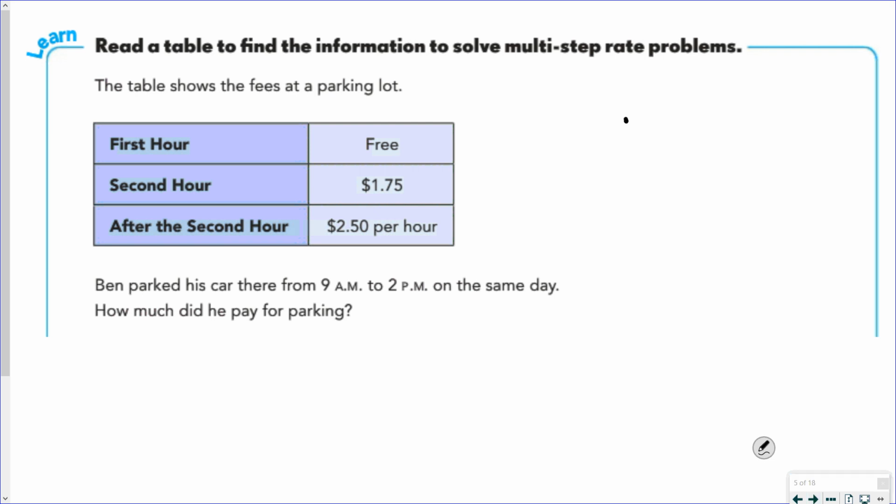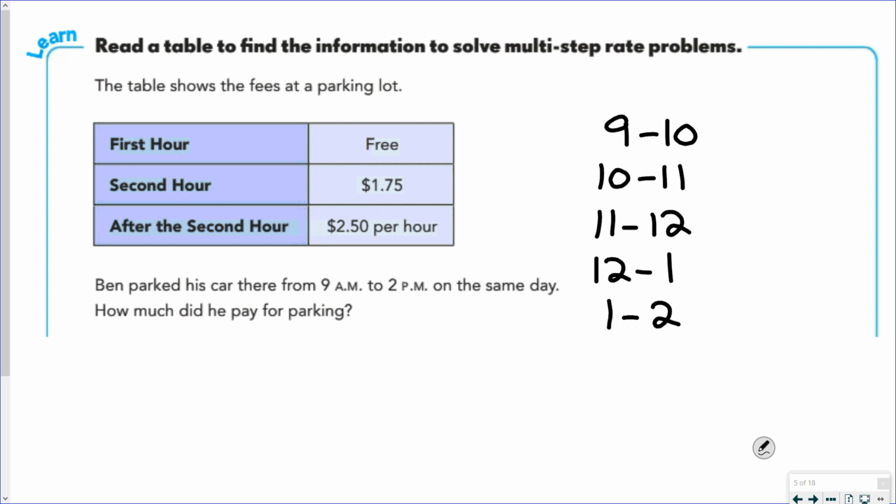into 1 hour chunks. So we'd park at 9, and that goes to 10, and then 10 to 11, 11 to 12, 12 to 1, and then finally 1 to 2. And then once you have those broken down, you can determine how much you're charged for that hour. Well, the table says that the first hour is free. So from 9 to 10, he owes nothing.